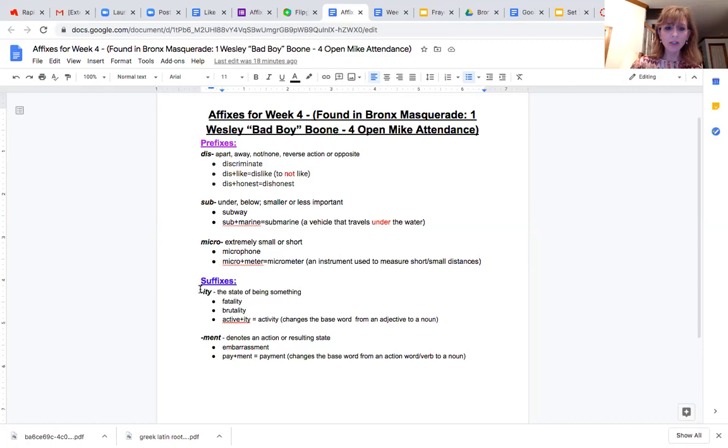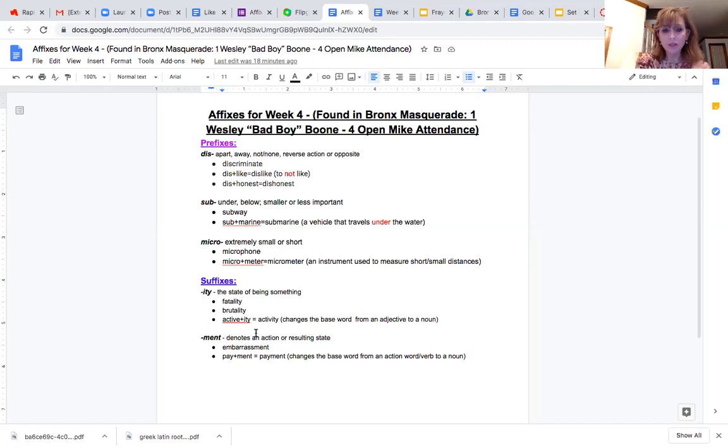Now let's change direction for a minute and talk about our suffixes, right? Our endings at the ends of words. We have ity and ment. So let's look at ity first. Ity is the state of being something. So our 2 examples from the book are fatality and brutality. So the state of being fatal is fatality. The state of being brutal is brutality.